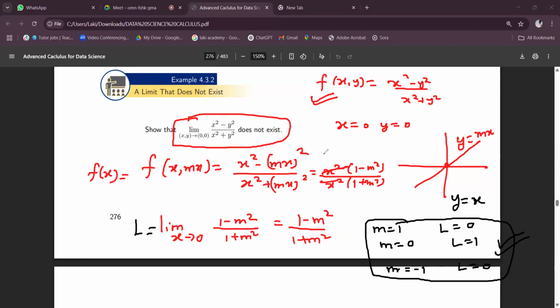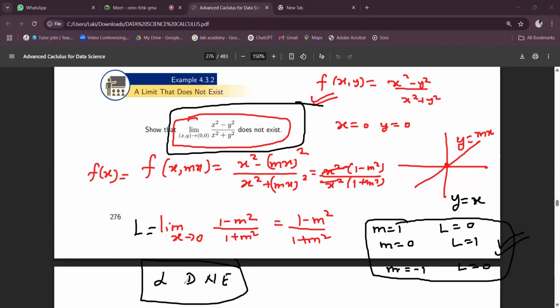It means that the limit of this function depends on its slope. So you can say the limit does not exist. Why does it not exist? Because you can see at m is equal to 1 and m is equal to minus 1, both have the same limit, which is not possible, right?